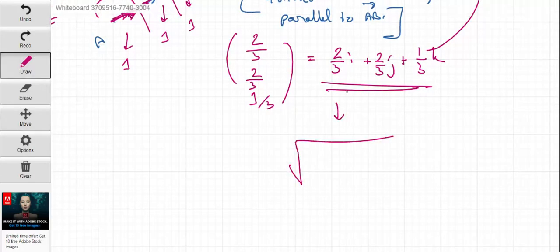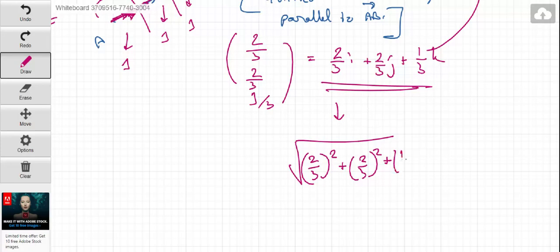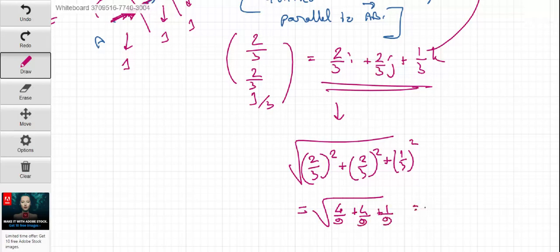If you don't believe me, let's calculate the modulus of this newfound vector. If I'm correct, the modulus should be 1. So that's 2 by 3 whole square, 2 by 3 whole square again, and 1 by 3 whole square. And that leads to 4 by 9 plus 4 by 9 plus 1 by 9, which is 9 by 9 square root, which is 1 unit.